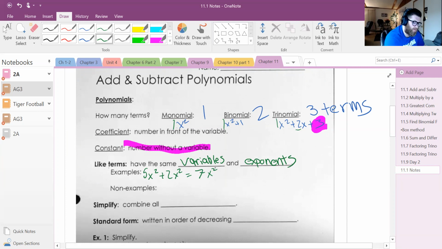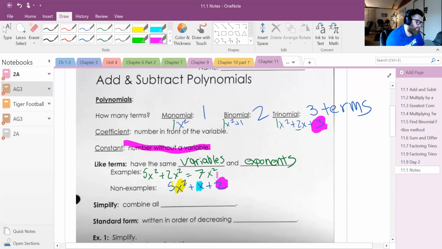An example of not like terms is something that looks like this: 5x squared plus x plus 2. I cannot add any of those together. I just have to keep it like it is. Why can't I add them? Because one's an x squared, the other's just a single x, and last is a constant, just like that 3 was.